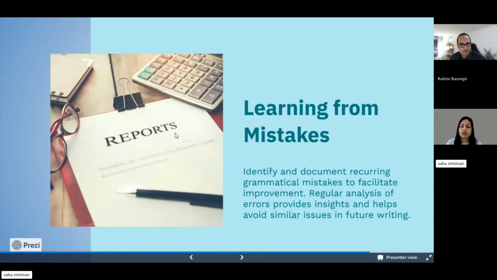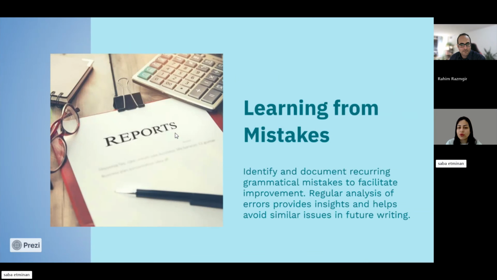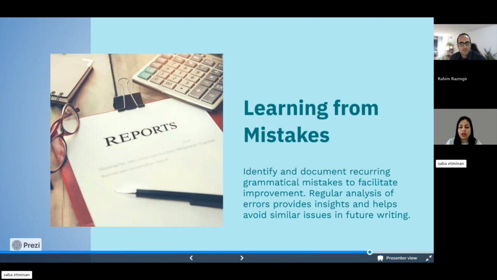And learning from our mistakes, identify and document recurring grammatical mistakes to facilitate improvements. Regular analysis of errors provides insights and helps avoid similar issues in future writing. We can have a kind of journal for our grammatical mistakes and just review them and learn from them.